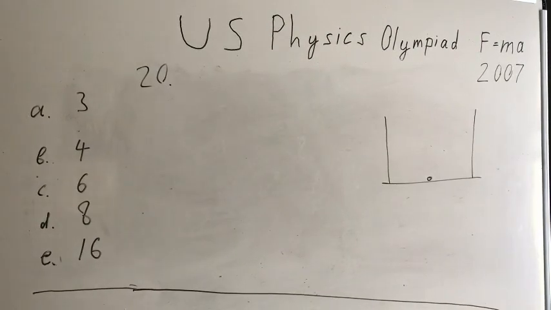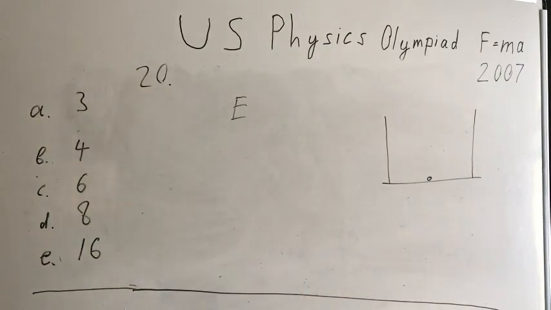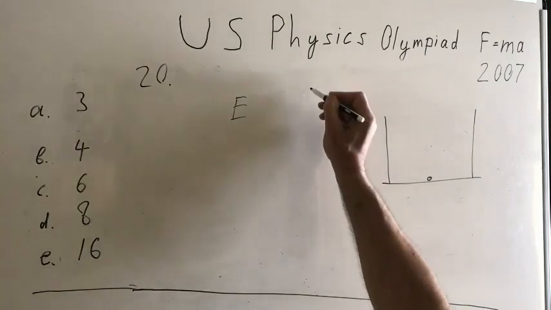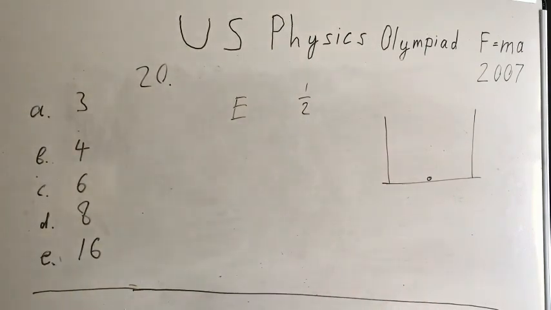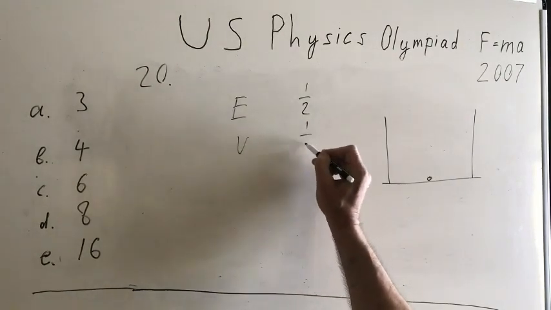Problem number 20. A point-like mass moves horizontally between two walls on a frictionless surface with the initial kinetic energy E. With every collision with the walls, the mass loses 1/2 of its energy to thermal energy. How many collisions with the walls are necessary before the speed of the mass is reduced by a factor of 8? So v is reducing to 1/8.